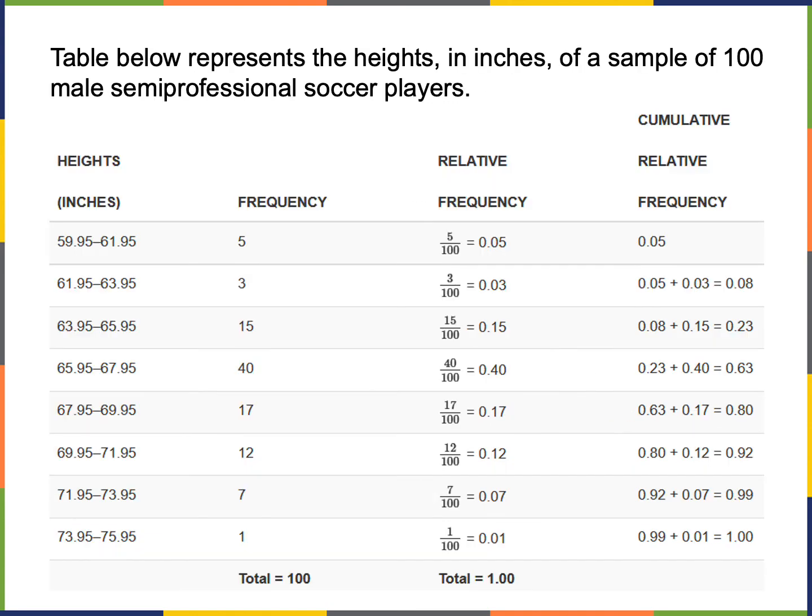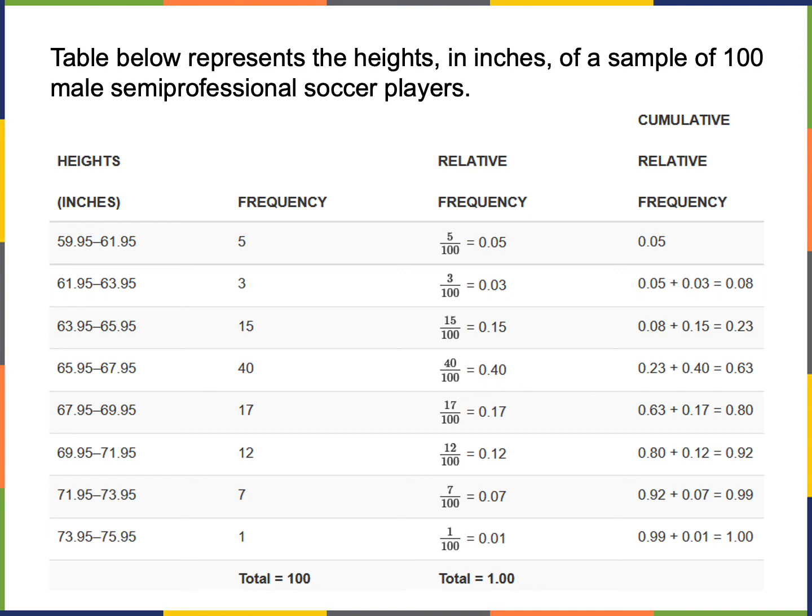Okay, so here's a table, and we're looking at the heights of soccer players. So this is just one way they could have organized their data. They gave us a table where the heights are in inches. There are 5 soccer players that are between 59.95 inches and 61.95. Okay, so that occurs 5 out of 100.